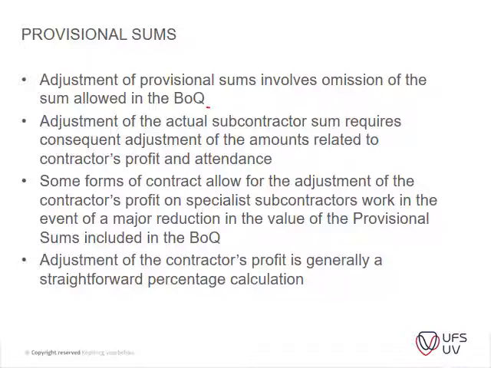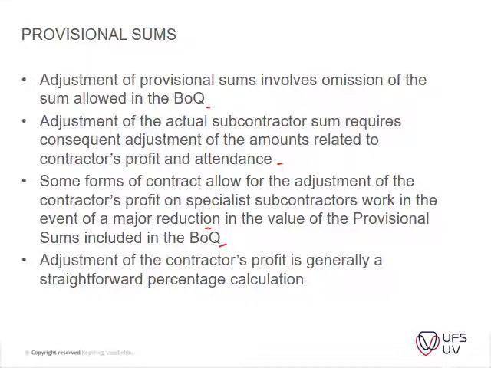Then adjustment of the actual subcontractor sum requires a consequent adjustment of the amounts related to the contractor profit and attendance. So very similar to your prime cost items. The only difference here is now it's not only the material that's applied, it is now also the installation of those items. So it's usually your subcontractor that's appointed. Okay, some forms of contracts allow for the adjustment of the contract profit on specialist subcontract work in the event of major reductions in the value of the provisional sums.